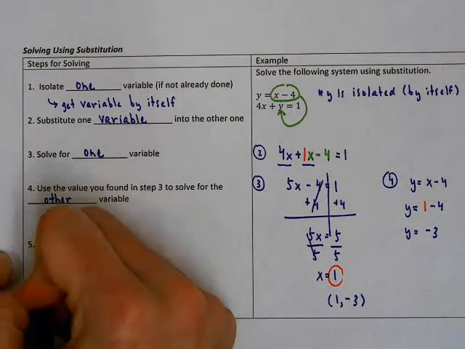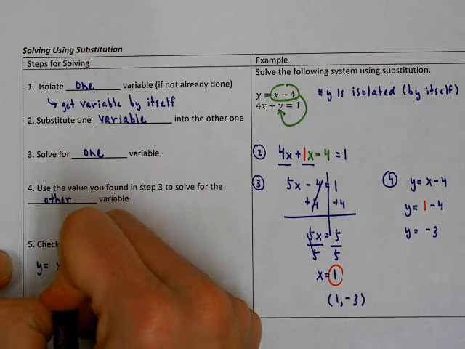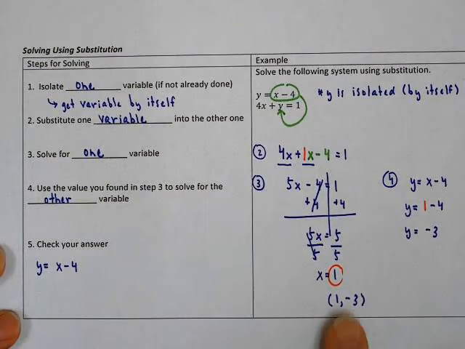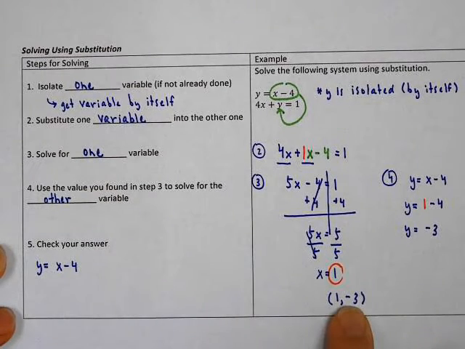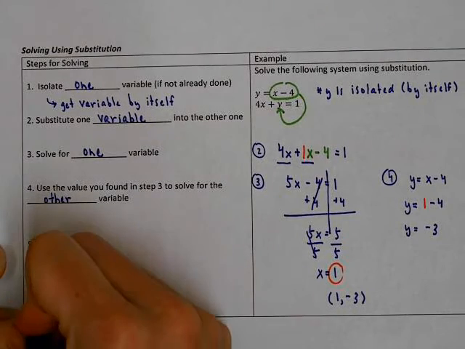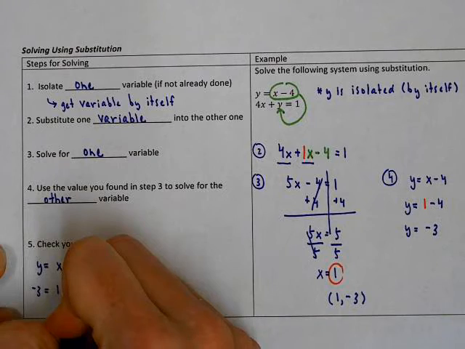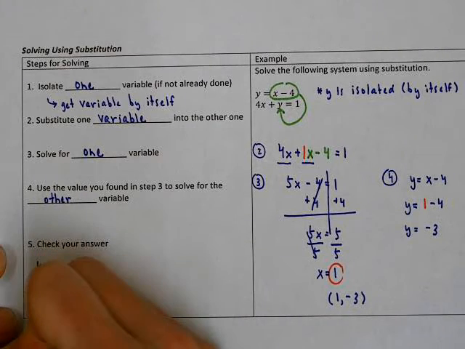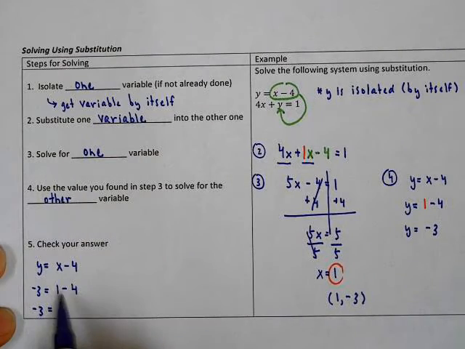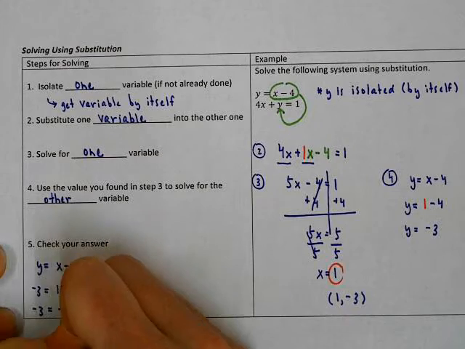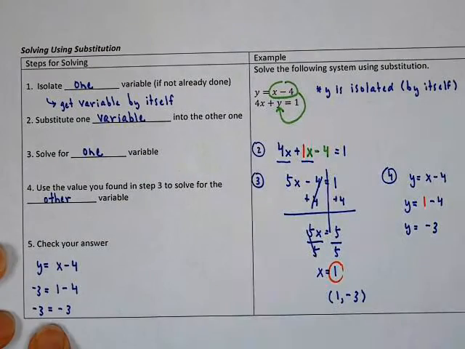I have y equals x minus 4. So in this case, I get y is negative 3 equals my x value is 1 minus 4. So I get negative 3 is equal to 1 minus 4 is negative 3. So I know that checks out.